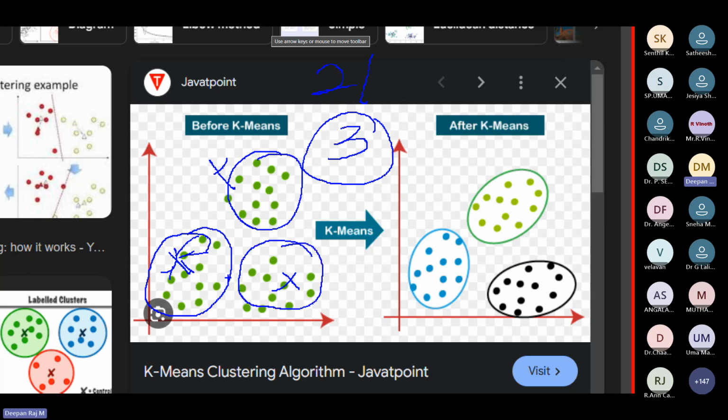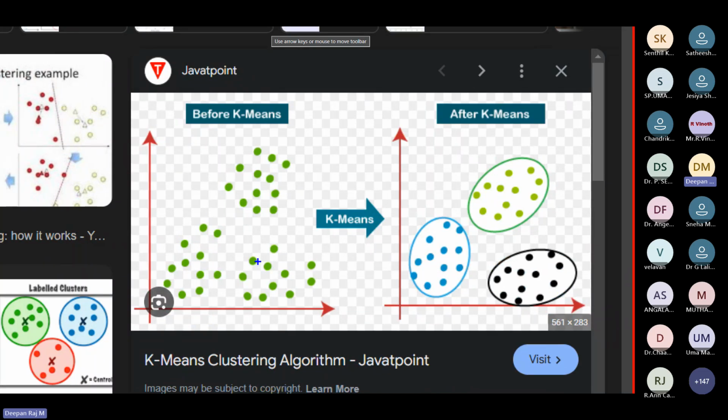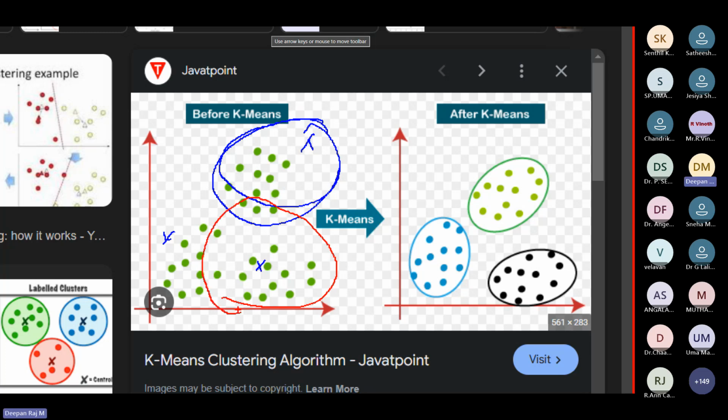Okay. So it will be better if I do it in this way. Like one X can be here, another X can be here, and this can be here. So this would take this region, and this circle would take this region, and this would take this region. Okay, because like these are the closest distance.